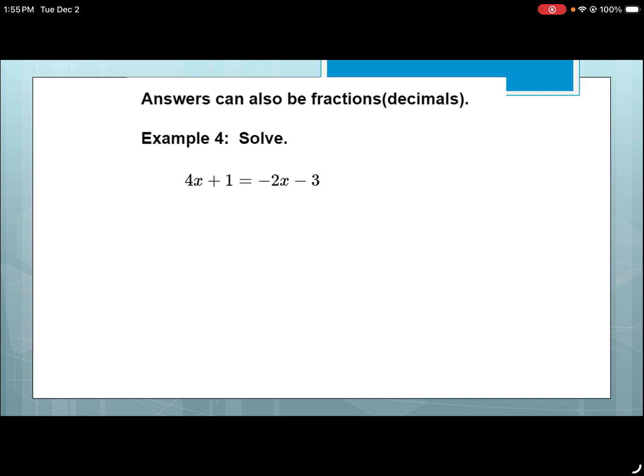Here we go. So it is okay, especially in mathematics, for answers to be fractions or decimals. Especially level 4 questions, there are definitely going to be situations where the answer is going to be a fraction or the answer is going to be a decimal. That's okay. So let me show you.